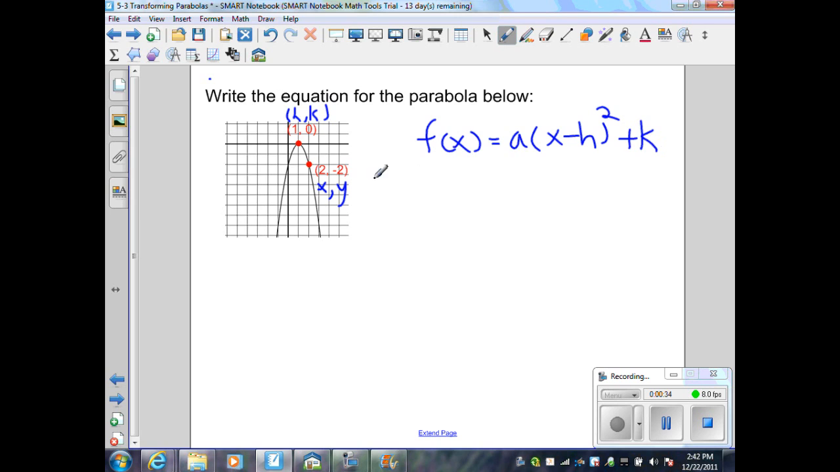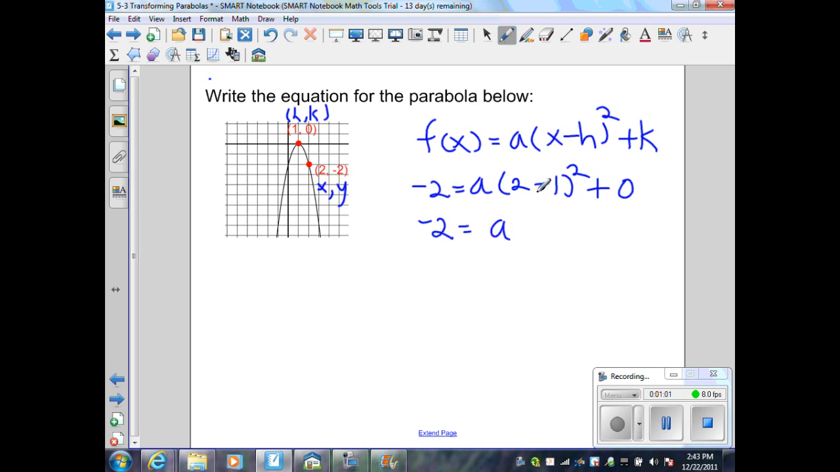We know that f of x is y. Y is a negative 2. A is unknown. X we know is 2. Minus h. H is given to be 1. Squared plus k we know is 0. Let's just simplify and solve for a. That gives me a negative 2 equals a.